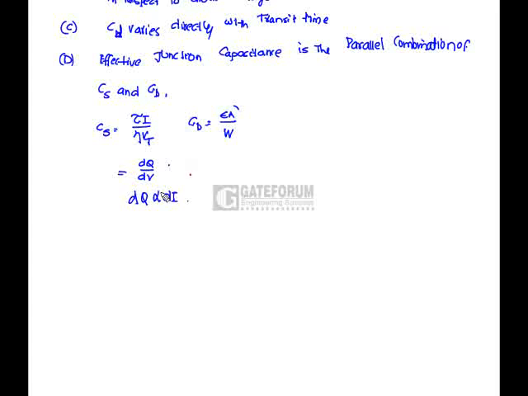Coming to statement D, the effective junction capacitance is the parallel combination of CS and CD, because those both come in series, so the effective capacitance is going to be a parallel combination. Coming to statement C, CD varies directly with the transit time. See, the depletion capacitance doesn't depend upon the transit time of the carriers, hence the wrong statement is C, hence option C is correct.